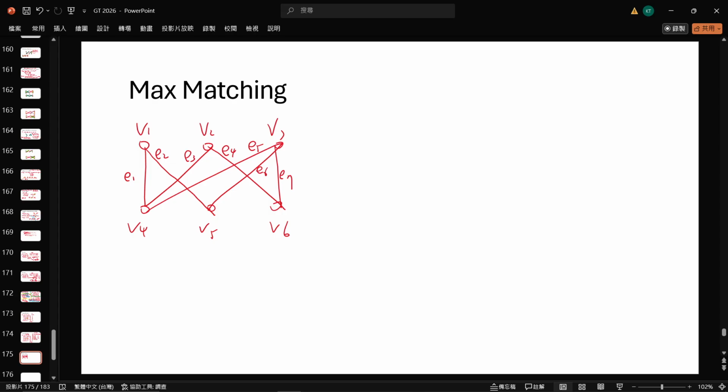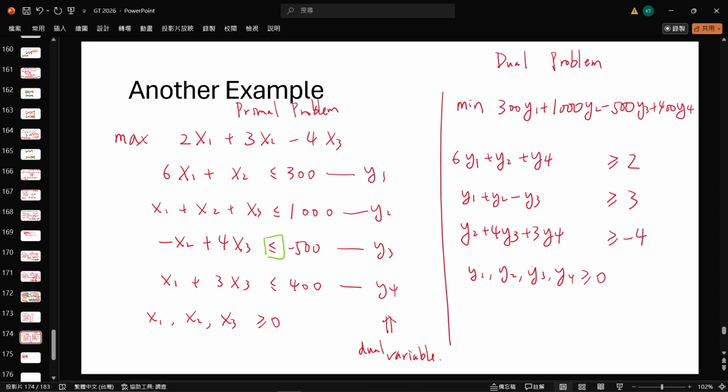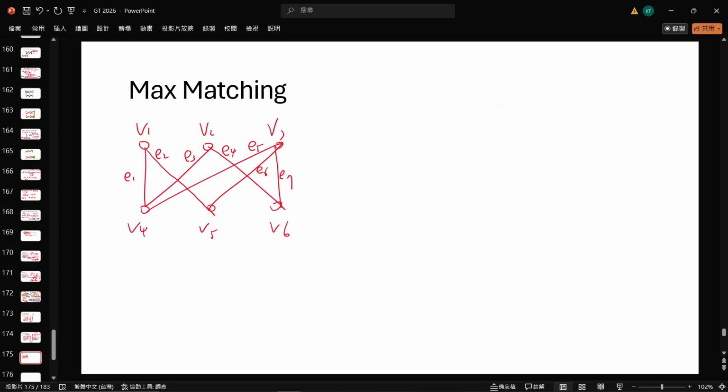So in order to apply the previous primordial transformation, we have to first model this maximum matching problem as a problem in this form, where we have some objective function, we have some variables, and we have some constraints. All right, so first we have to create the variables.